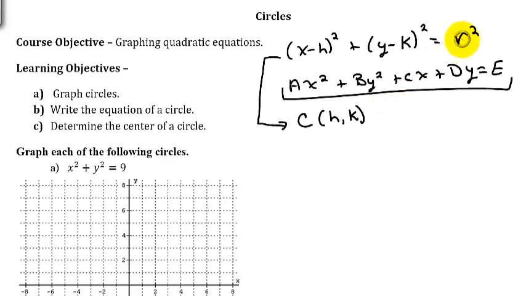And we also can see what the radius is. So the radius is equal to the square root of r squared. So you take the square root of whatever number is here, and that will give you the radius of your circle.